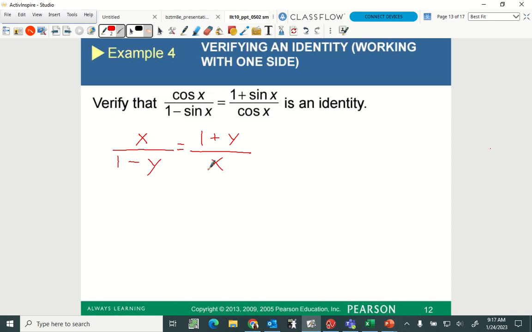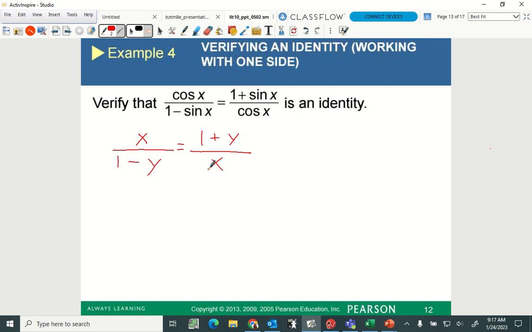All right. So this one right here, neither side is complicated enough to simplify. So something like this, we're going to have to complicate it some more.